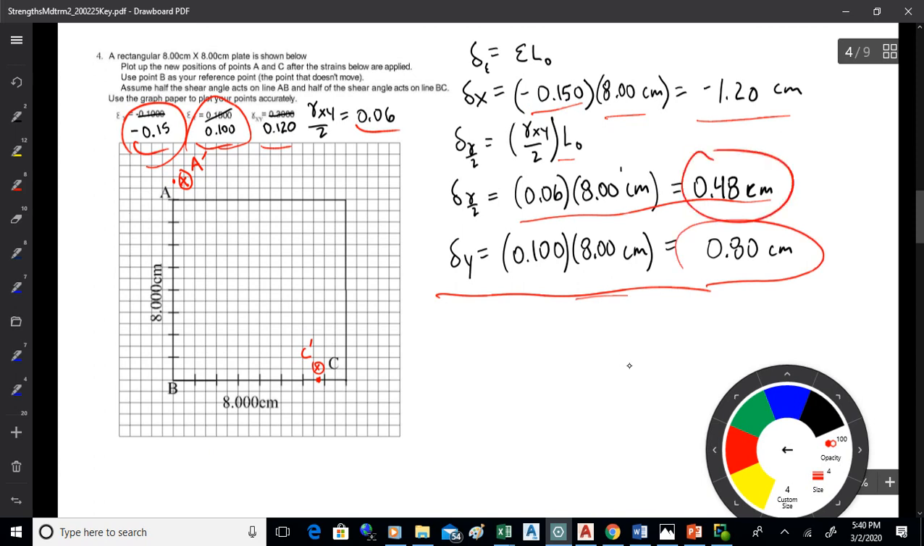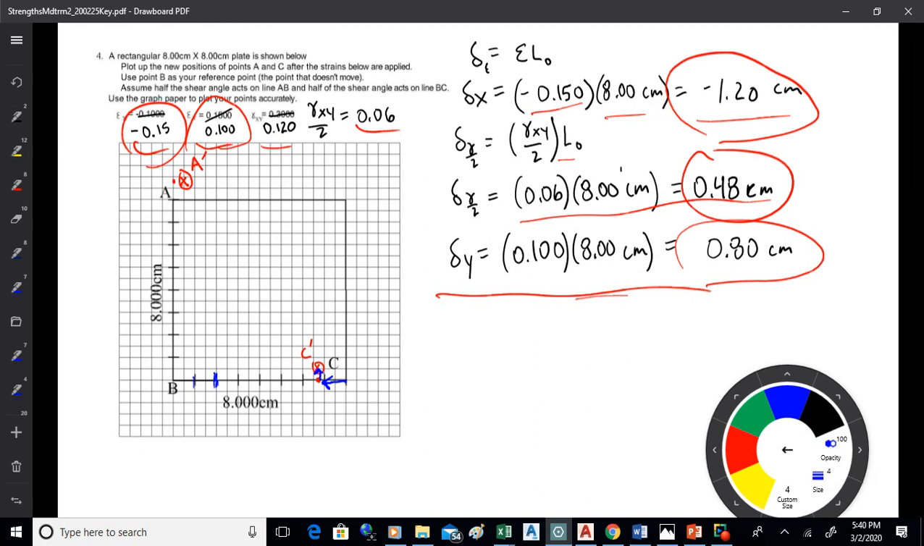So we're using these values here to figure out the new positions of points A and C. So for instance, C here will move inward by 1.2 centimeters, so each one of these hatch marks, the distance between them is a centimeter. So that'll move in, and then it'll kick out to make the angle smaller because of the positive shear strain. That'll kick out 0.48 centimeters. Similarly, in the y direction, we're lengthening by 0.8 centimeters, and we kick out to lessen the angle by 0.48 centimeters. So there's the final locations of A and C.